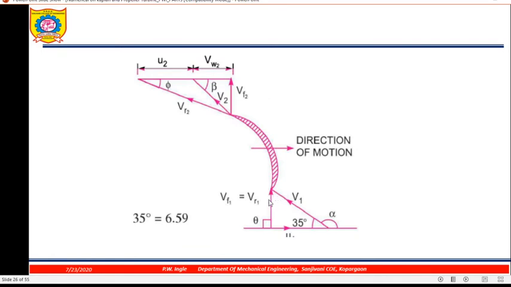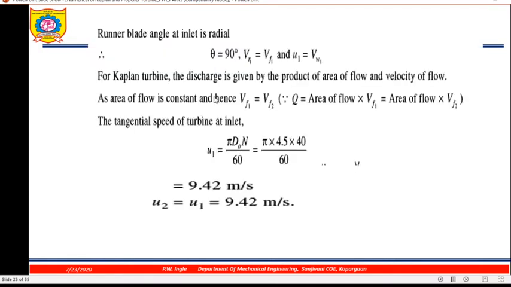You can see the velocity triangle. Alpha angle is how much? 145. So this total angle is 180, therefore it is 35. Theta is 90. Blade will look like this because angle alpha is 145, more than 90. Then VF1 equal to VF2. Okay.